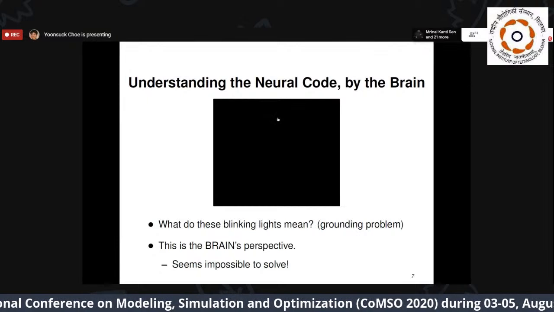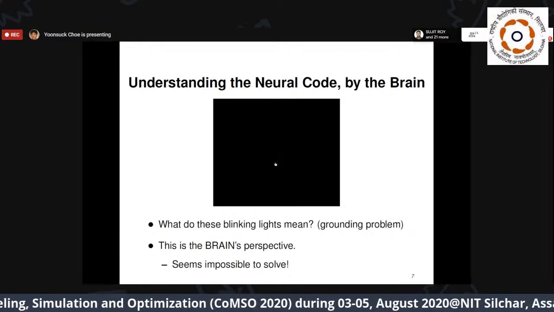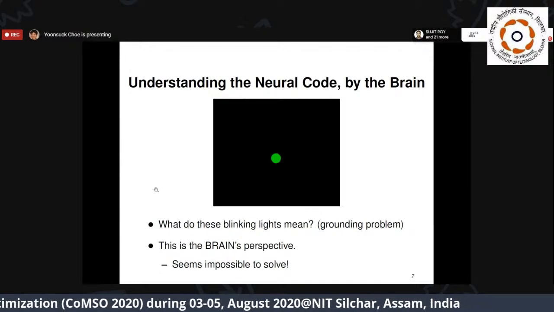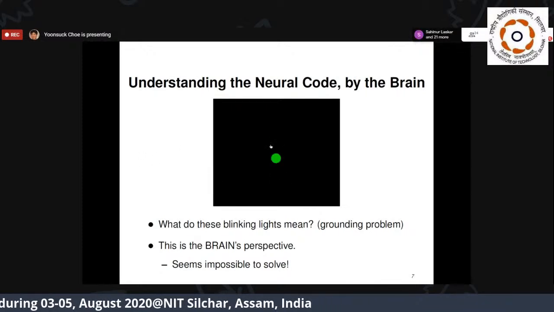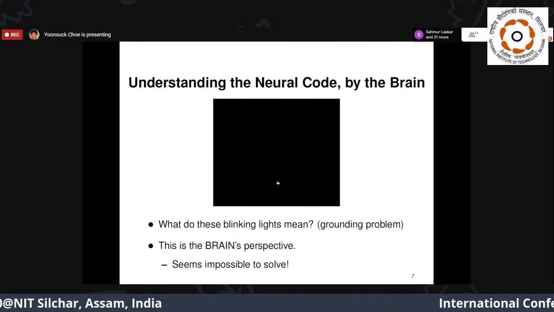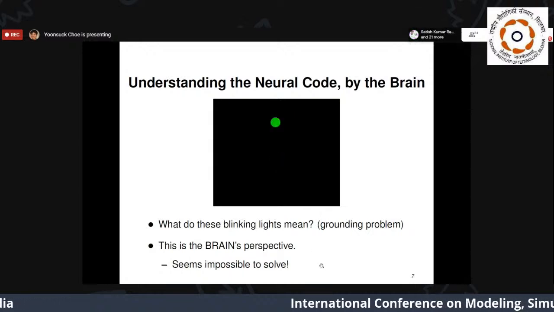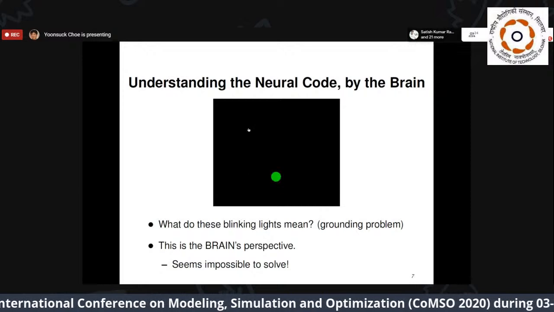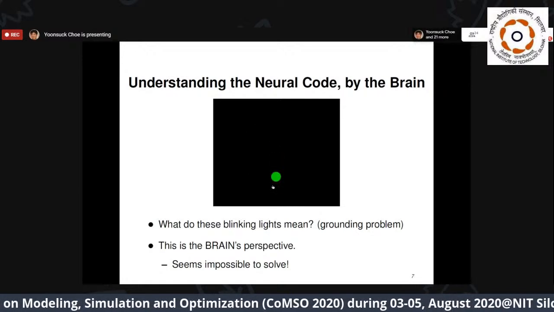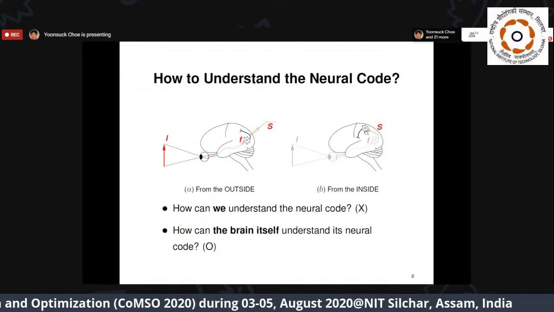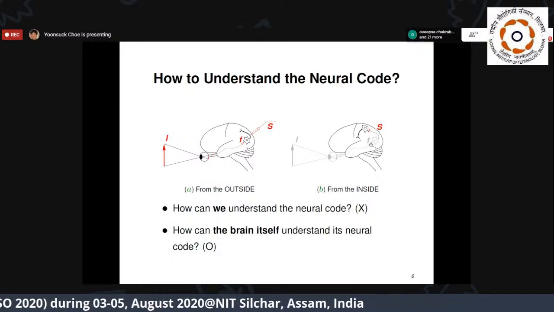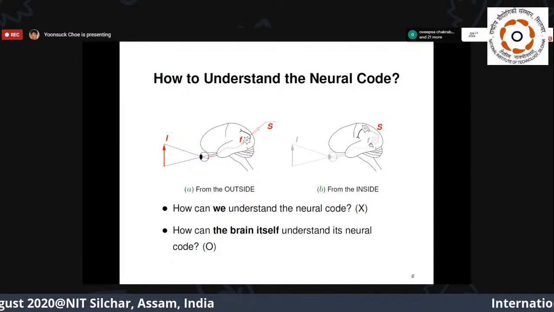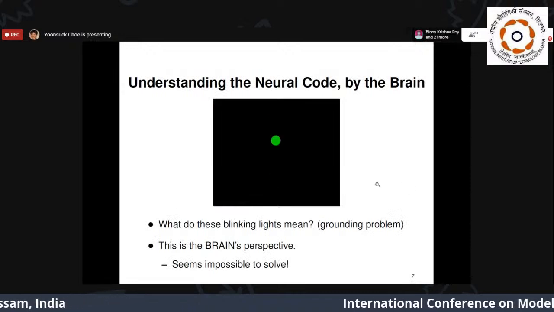What do these signals represent? What kind of environmental feature do these blinking lights represent inside the brain? This is from the brain's perspective. Inside the brain, if you are the second neuron, as shown here, then it's looking at multiple first order neurons, and it'll look like this.